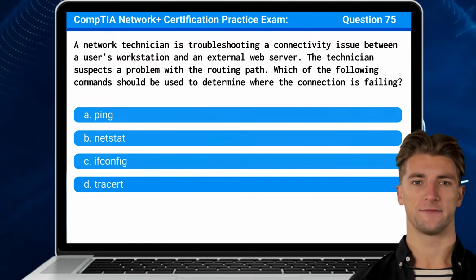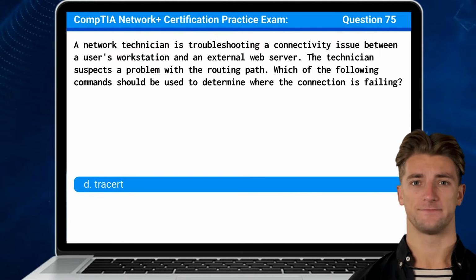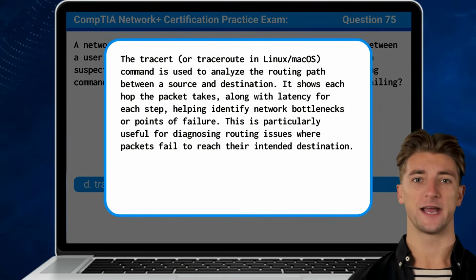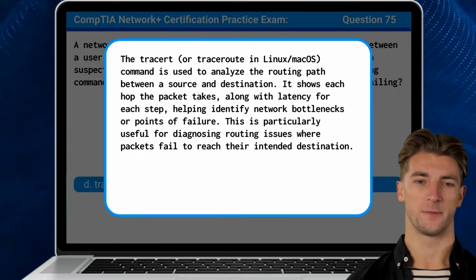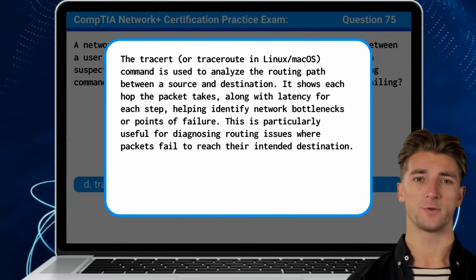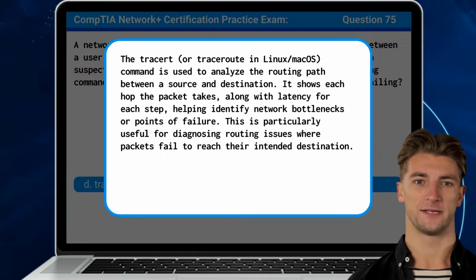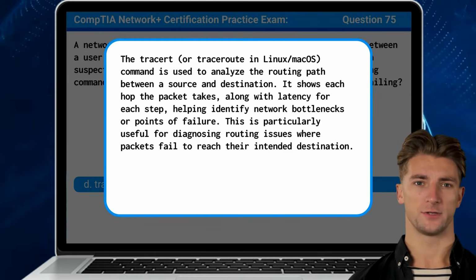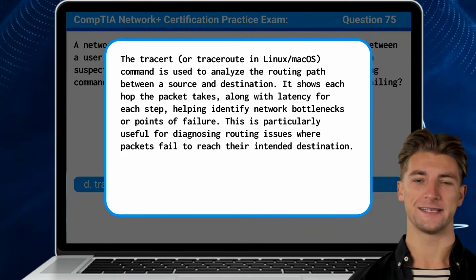The answer is D, traceroute. The traceroute command is used to analyze the routing path between a source and destination. It shows each hop the packet takes along with latency for each step, helping identify network bottlenecks or points of failure. This is particularly useful for diagnosing routing issues where packets fail to reach their intended destination.